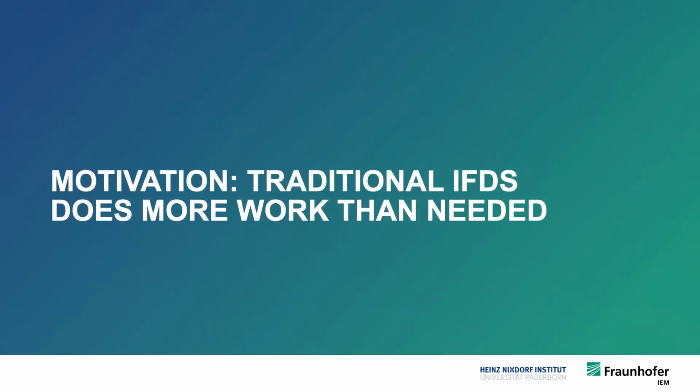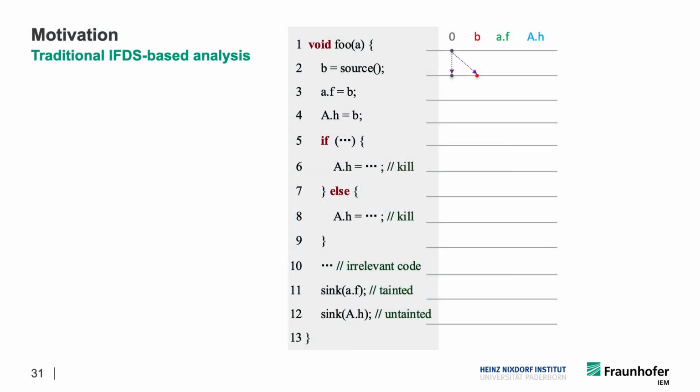So the motivation of this sparse IFDS work is that in traditional IFDS, I mean, we already have a pretty effective and well-performing solution algorithm because of this distributiveness property. But still, even traditional IFDS does more work than is actually needed. And this can be seen by an example that the authors also use in their paper. So in the following, I will also be using a couple of slides that they actually provided to me.